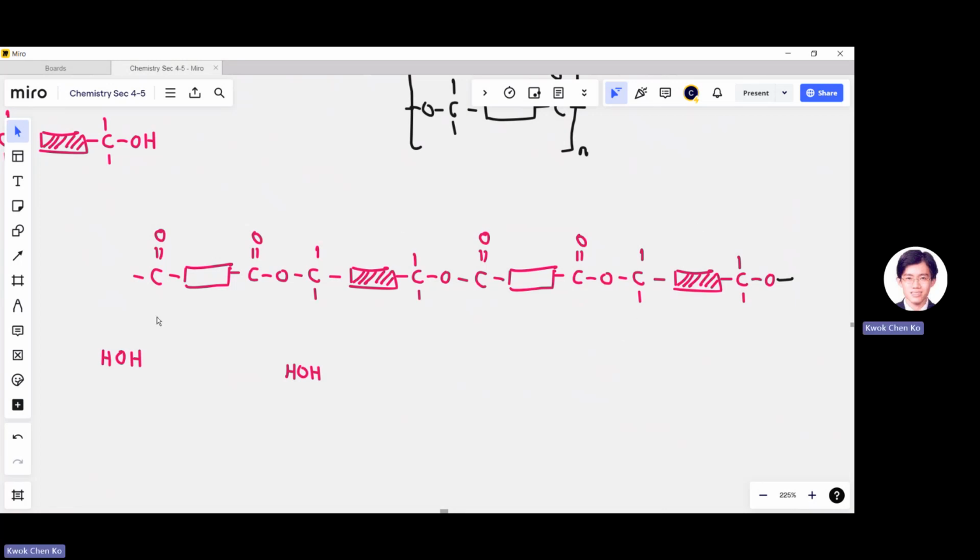But tell me, how many repeating units are there? Two. Yeah, two only. Two, not four. So if they ask you to draw two, this is what you should draw. Two pairs. So this is a polyester, the double monomer version.